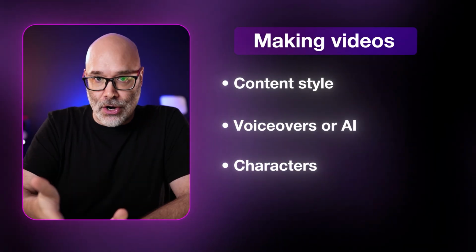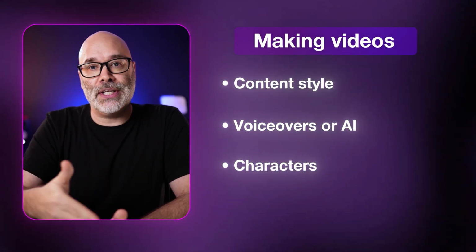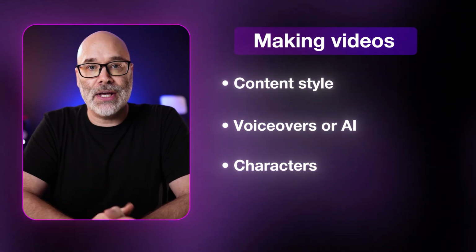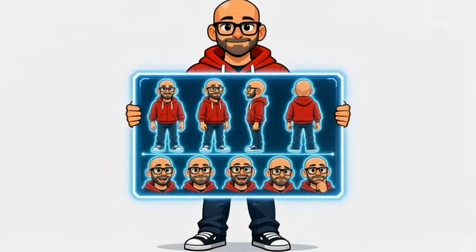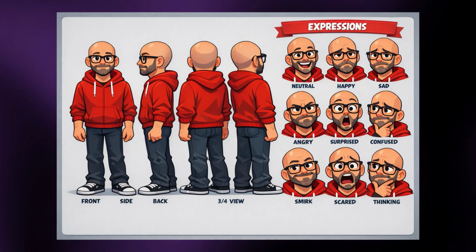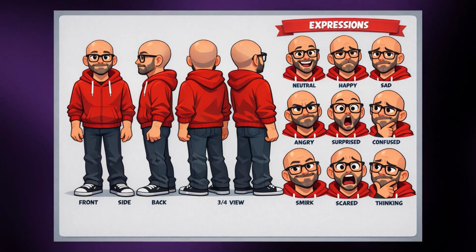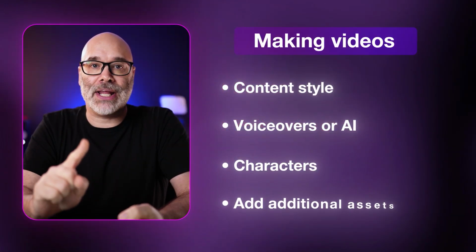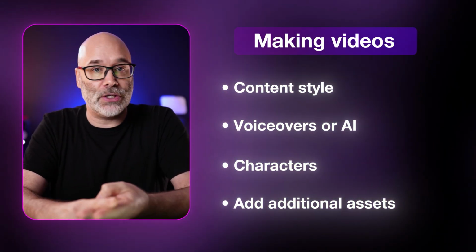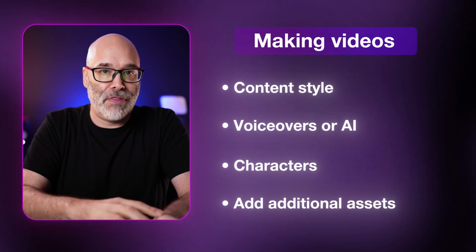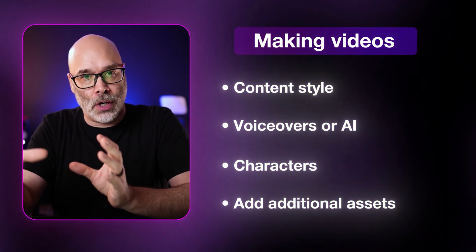Once you have that character, the next thing you want to do is tell whichever service it is that you use to make a character sheet, so that you can get consistent characters in your animations. Once you do that, it's going to give you something that looks like this. The next part of prep is you want to gather any logos, any product shots, or any additional things that you are going to include in your videos, and you want to put that in the same folder as your character sheet.